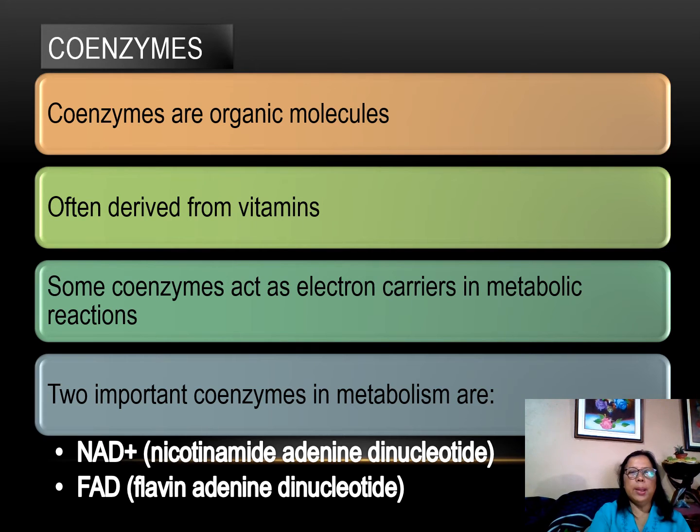Now, what are coenzymes? Coenzymes are organic molecules. They are derived from vitamins. And some coenzymes act as electron carriers in metabolic activities. In biology, we have learned that there are two important coenzymes in metabolism. They are NAD, or nicotinamide adenine dinucleotide, and FAD, which is flavin adenine dinucleotide.